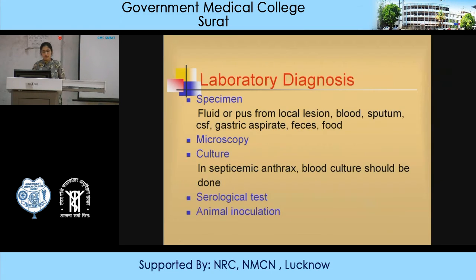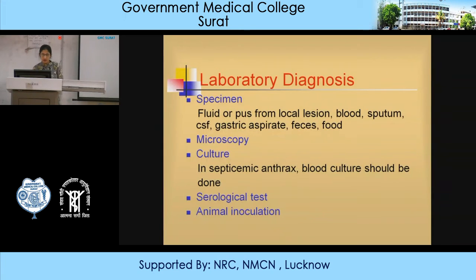So, laboratory diagnosis. Which type of sample will we collect? According to the lesions produced, in cutaneous anthrax we take samples from the border of the lesions, like from the edematous margin, not from the central necrotic area, because the central area is a dead area. So you will not get any bacteria from the central lesion. You have to collect the samples from the periphery of the lesions. Then any fluids or pus.